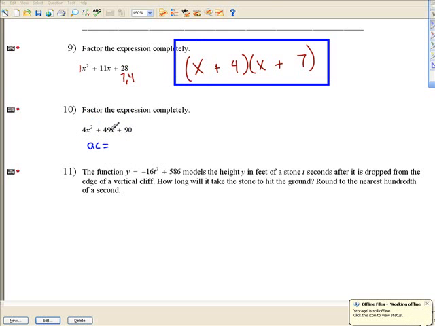I've got to calculate AC. AC is 360. That's the 4 times the 90. I have to find B. B is 49. And now comes where all the work is.